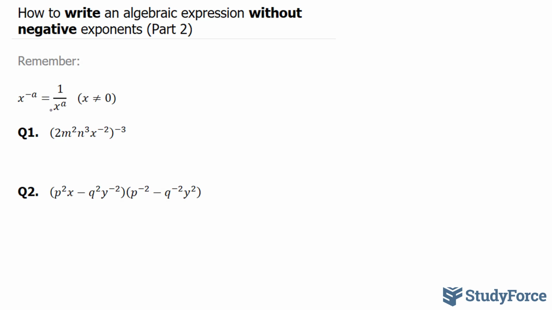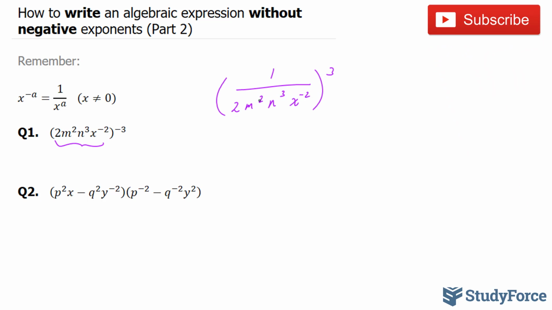To do this question successfully, you will need to know the following relationship: if you have a term with a negative exponent, you can flip the base, take its reciprocal, then change the sign of the negative exponent. So that's what we'll do. We'll change this negative 3 into a positive 3 and take the whole base as 1 over that base. Let's go ahead and do that. 1 over (2m squared n to the power of 3 x to the power of negative 2) all to the power of 3. The next step is to distribute this 3 to every component within the brackets.